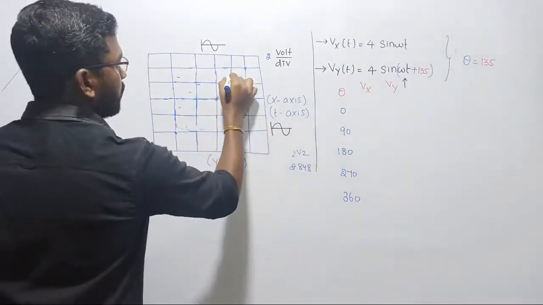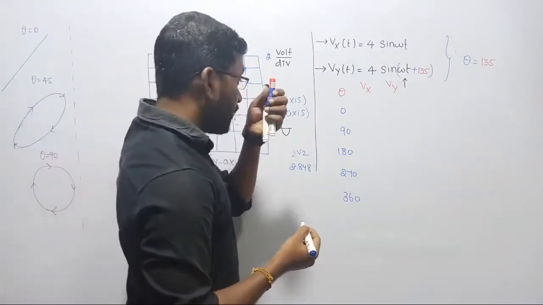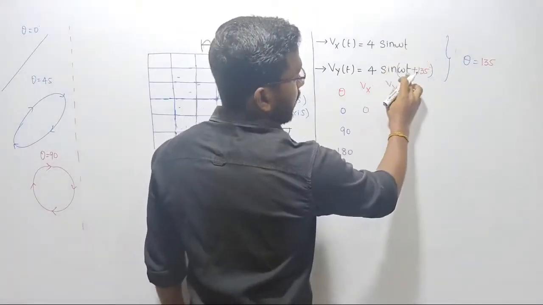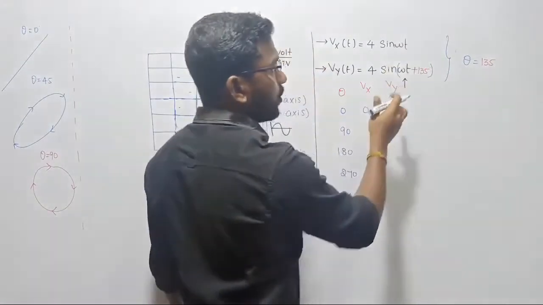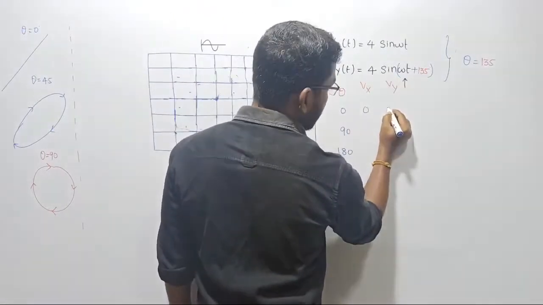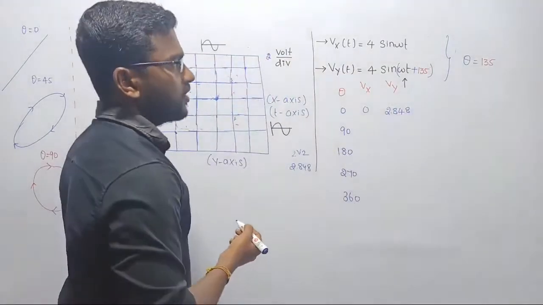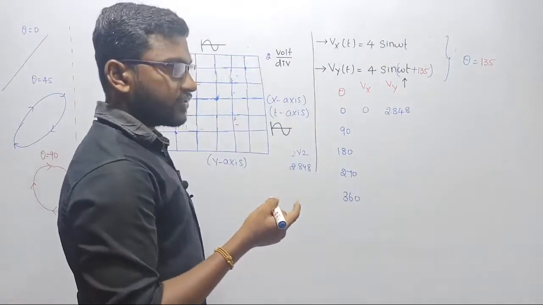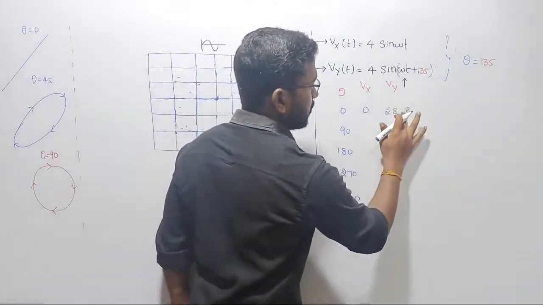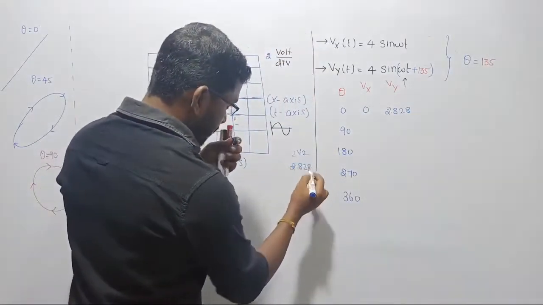Okay, let's start our operation again from the beginning. The new case is theta equal to 0. Sin 0 is 0, so 0 plus 135, sin 135 is 1 by root 2. 4 by root 2 becomes 2 into root 2, that is 2.828. Root 2 is 1.414, so that is 2.828, that is the correct value. I made a mistake, please correct it.